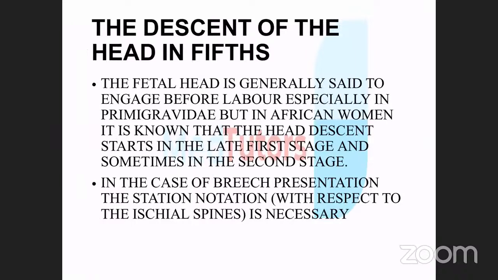The descent of the head in fifths. The fetus is generally said to be engaged before labor, especially in primigravida. But in African women, it is known that the head descent starts in the late first stage of labor, sometimes in the second stage. Yes, African women can start labor with the head still high up. In the case of breech presentation, the station notation with respect to the ischial spine is necessary. You don't use descent in breech presentation. Descent is only used in cephalic presentation.